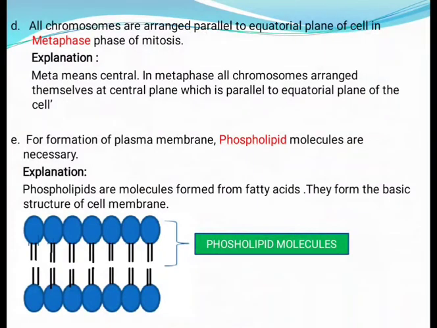In the upper region and in the lower region, these are arranged in the inverse manner. Okay, if you see one phospholipid molecule, it has a head and a pair of tails. In the head region, phosphate molecules are present, and in the tail region, the chains of fatty acids are present. So altogether the head and tail regions have phosphate and fatty acid molecules together.